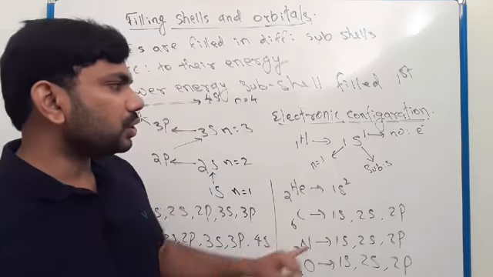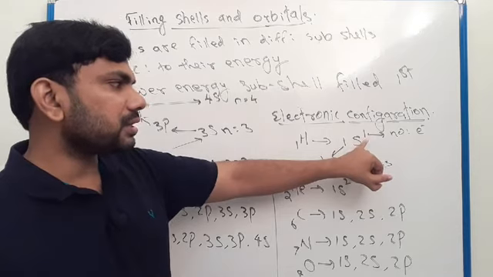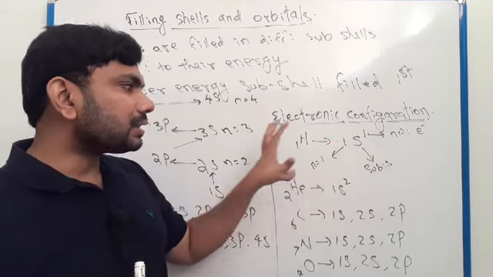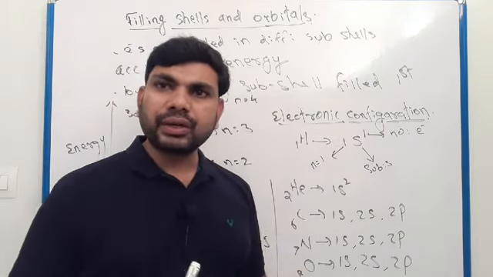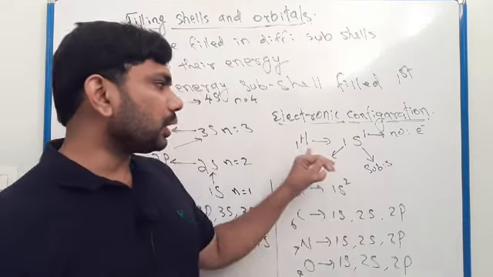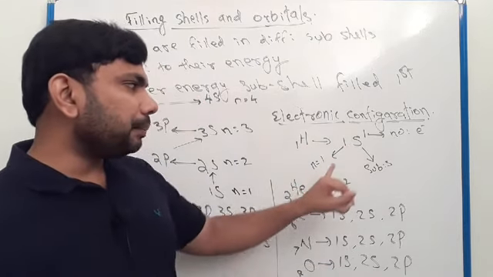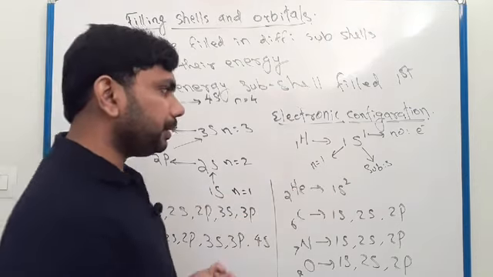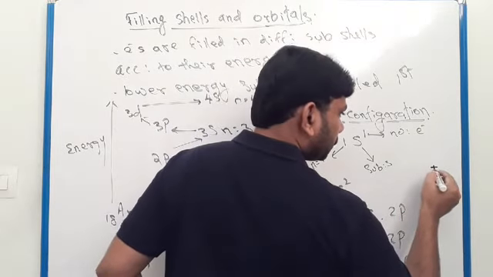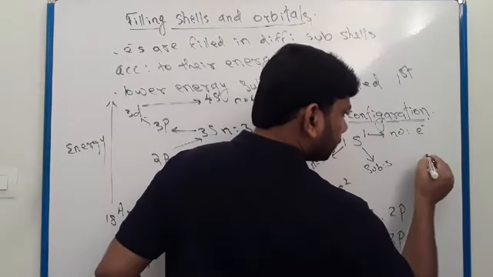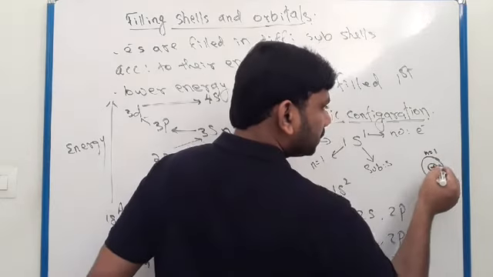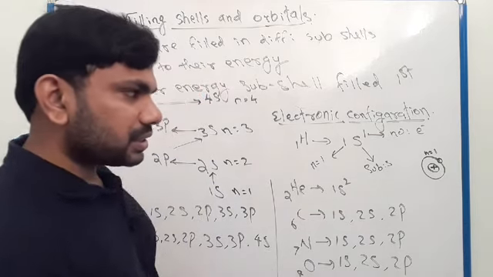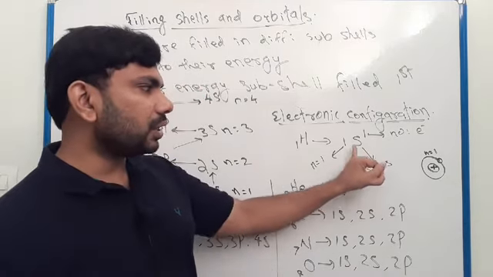Hydrogen has only one electron. So the first electron is filled in the s orbital, and we show the subshell electronic configuration of hydrogen like this: 1s1. Here 1 indicates the principal quantum number. After the nucleus, the principal quantum number is 1, n equal to 1. Then there is one subshell, and that subshell contains one electron. This is the subshell electronic configuration 1s1.